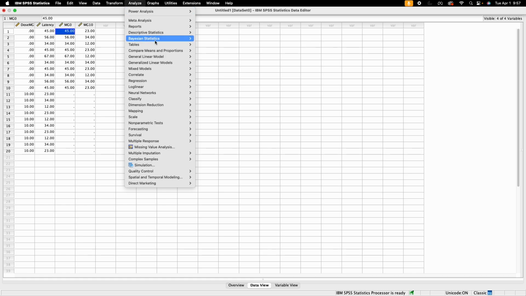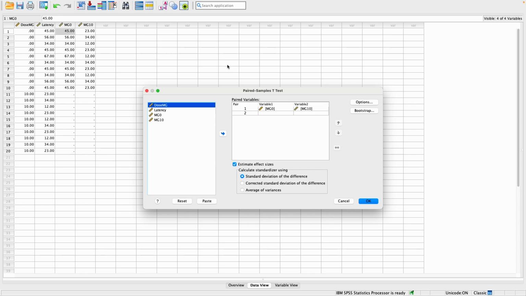I'm going to click Analyze, Compare Means. I'm going to come down to Paired Samples t-test. And what I've done is I've moved the 0 milligram and 10 milligram values over here. These are paired variables in that every participant who contributed a 0 milligram score also contributed a score under the 10 milligram condition. So there are pairs of values for each participant. There are a total of 10 pairs. Again, I'm only looking at column 3 and column 4, the 0 milligram and the 10 milligram condition. I'm going to go ahead and click OK.